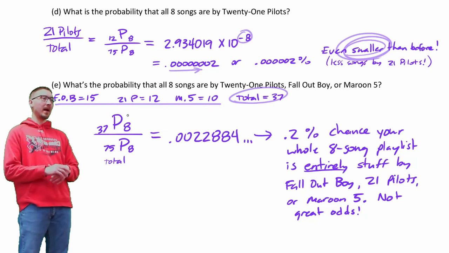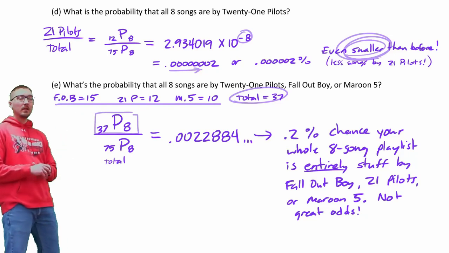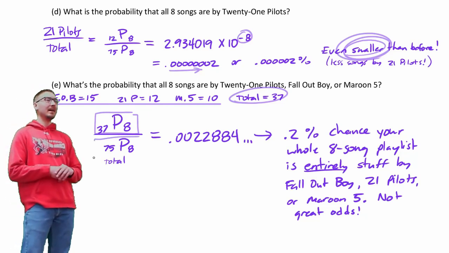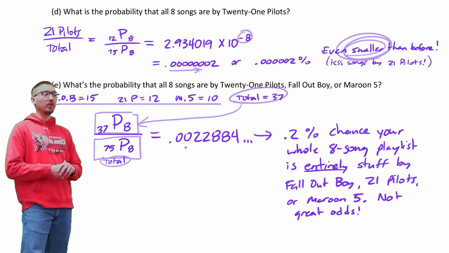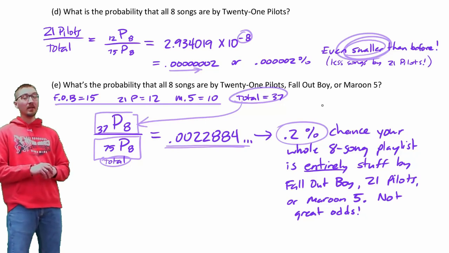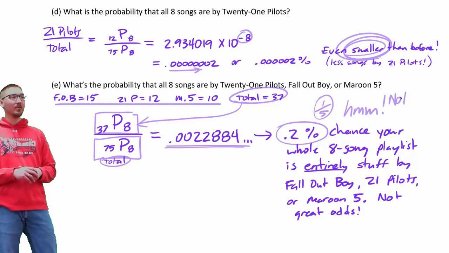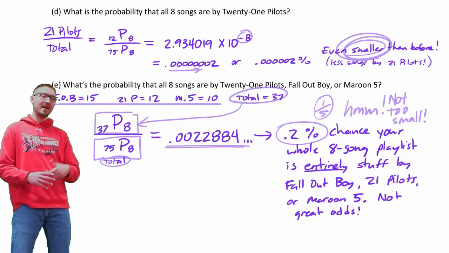Going with the idea that the order matters if you get certain songs in a certain situation, 37 is what I can choose from. Then I'm going to pick 8 of those 37, so 37P8. If I divide that by 75P8, the total number of ways just to pick 8 songs in general, where the order matters, you're going to get the decimal .002288 and so on. As a percent, that's a 0.2% chance, a fifth of a percent, which is one of the higher percents from the problems that we've done. It'll happen once out of every 500 times that you try to make an 8-song playlist. It's not crazy impossible, but it's still not very likely.